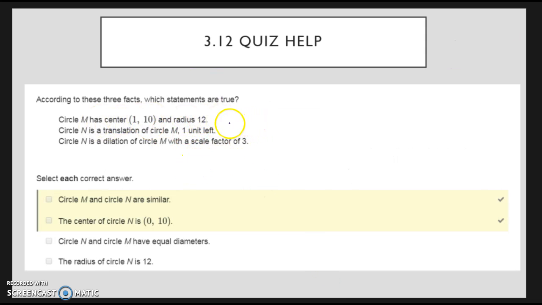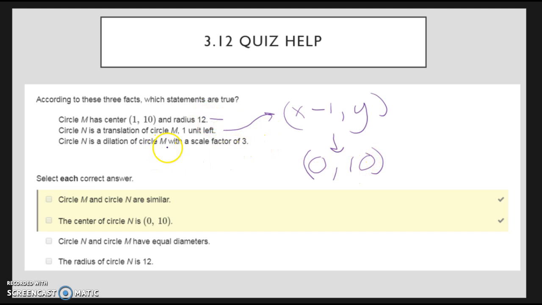Now this one says circle M has a center at (1, 10) and a radius of 12. Circle N is a translation of circle M, just one unit left. So the only thing that happens here is we take the x-coordinate and take away 1. We don't do anything to the y, it just stays the same. So the new center of circle N, we take 1 away from the x-coordinate of circle M, so we end up with 0. The y-coordinate stays the same, so the center will now be at (0, 10) for N.